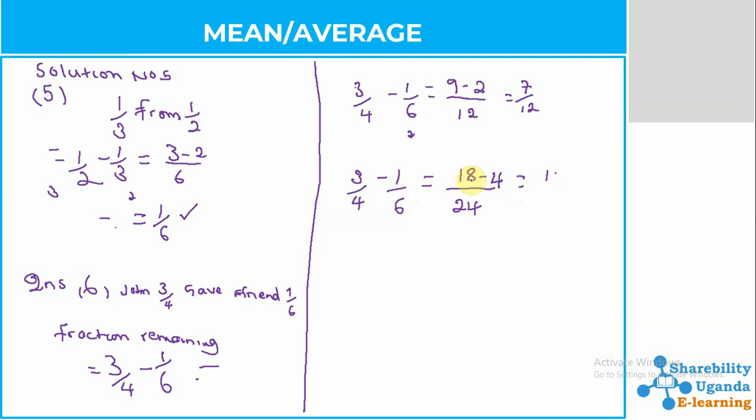What is 18 minus 4? We get 14 out of 24. So we can still reduce this number. When we reduce it, we look out for a factor that can divide 14 and 24. We can use the lowest factor, which is 2. Dividing by 2, we get 7 here, and dividing this also, we still get 12.